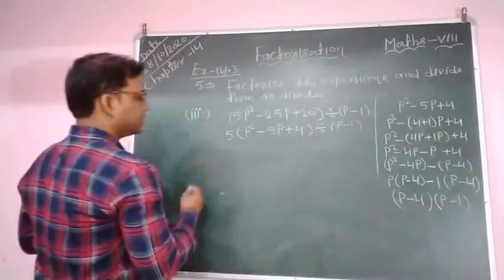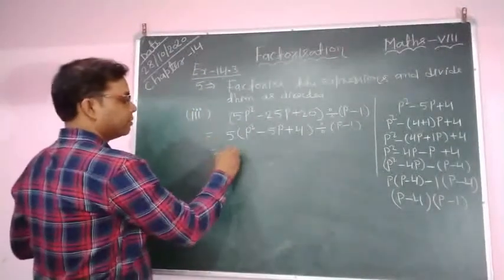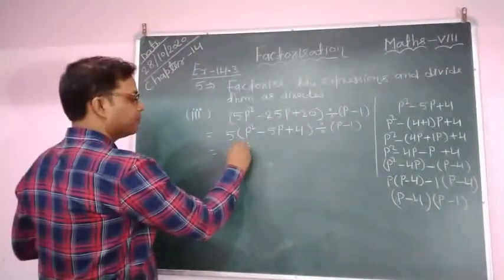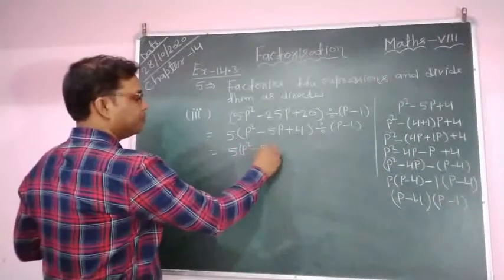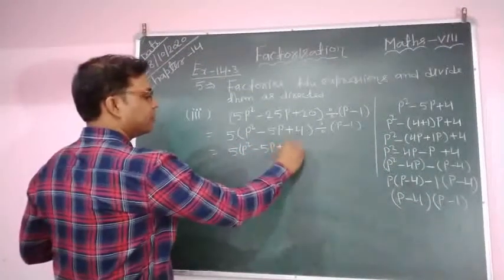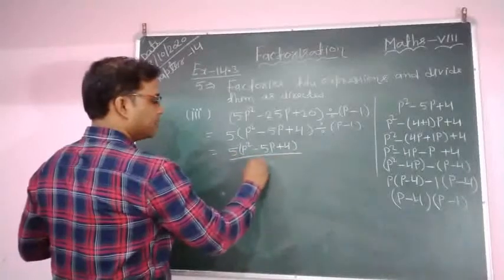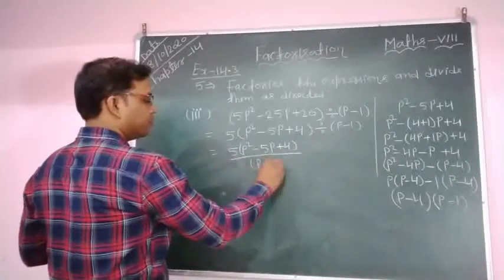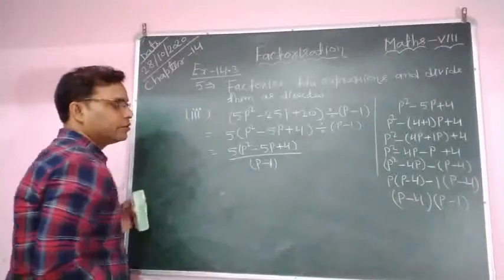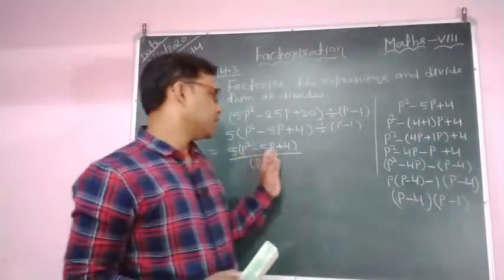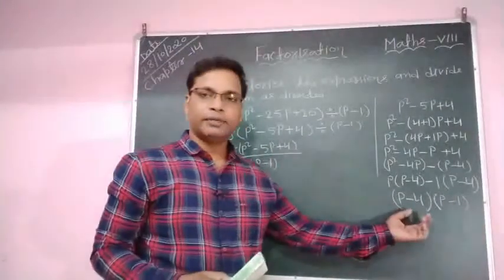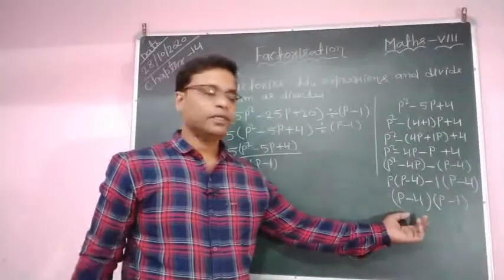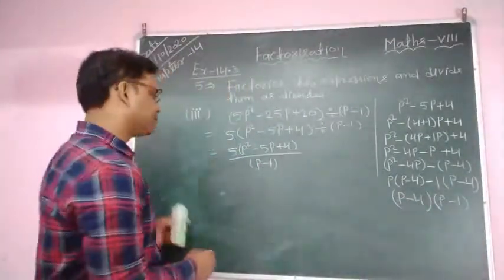You can write it like this: 5p square minus 25p plus 20 divided by p minus 1. Okay, so here you can see p square minus 5p plus 4. We already found its factors. Clear?